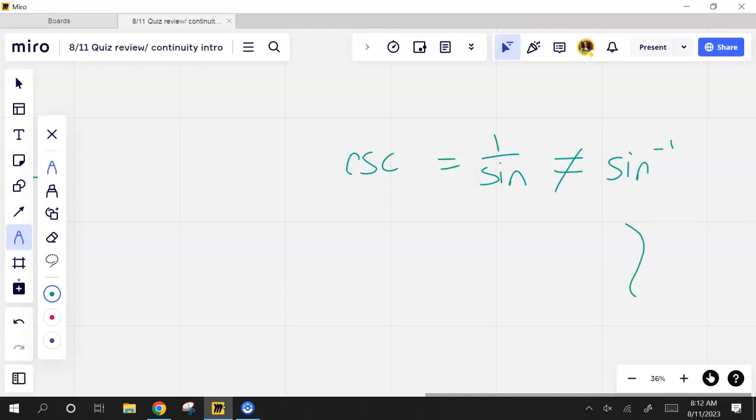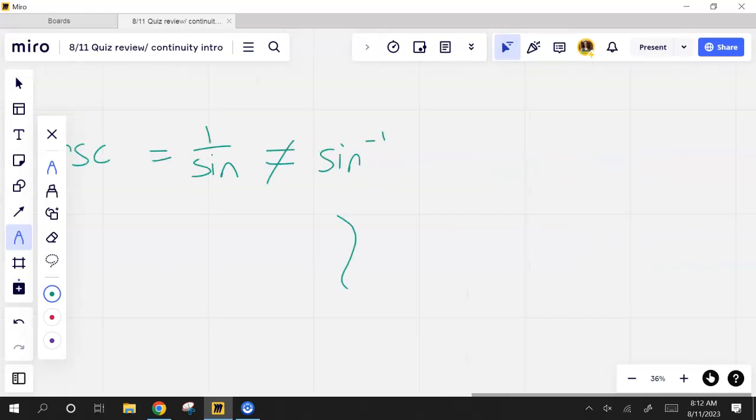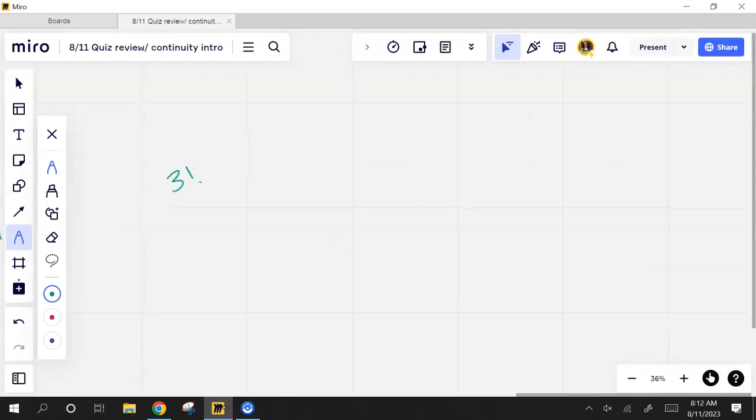Good. Wait, which one is 31? What was that? That was 19. Or you can do cosine over sine. 1 divided by tangent or cosine over sine for 31.